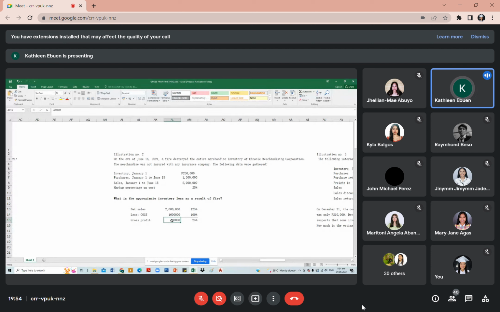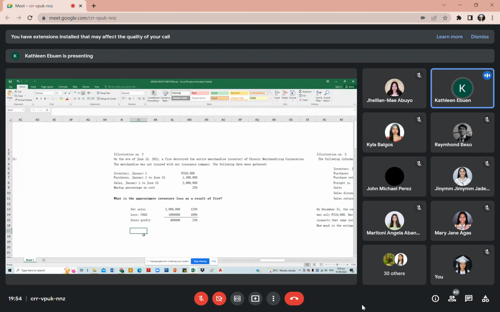So, if you want to check if your computation is correct, all you have to do is 1,600,000 times 25%, it should be 400,000. So, 1,600,000 times the 25%, it should be 400,000. So, the 400,000 is correct. Okay. So, you now know the cost of goods sold.